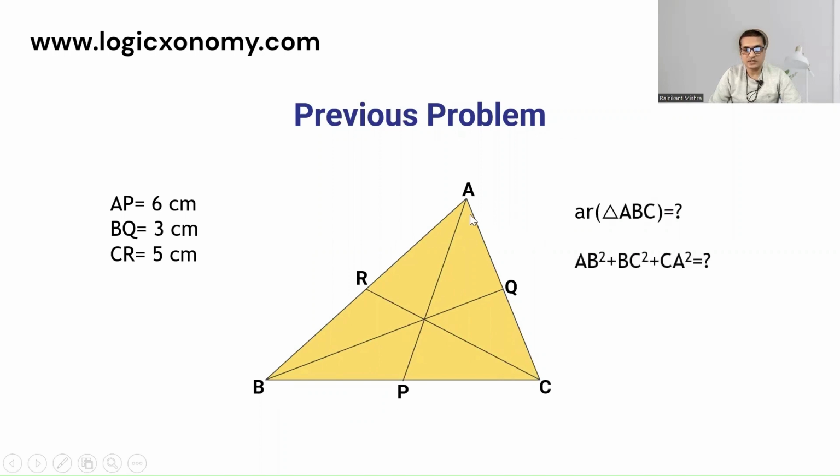The second question is, find AB square plus BC square plus CA square, meaning the sum of the squares of the sides of this triangle.